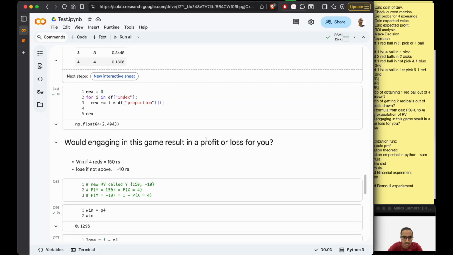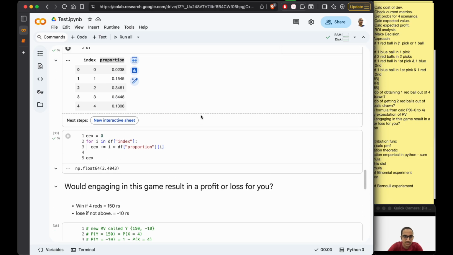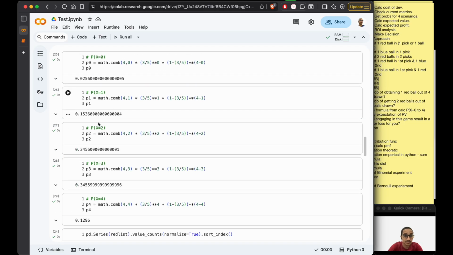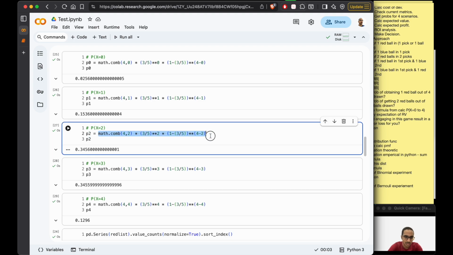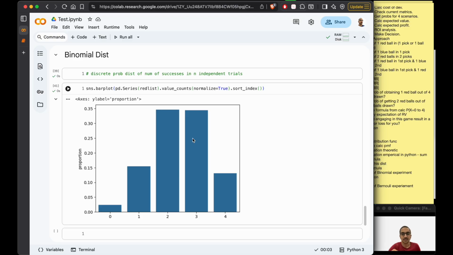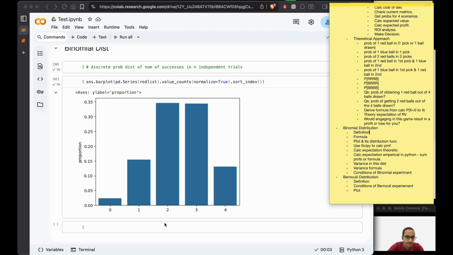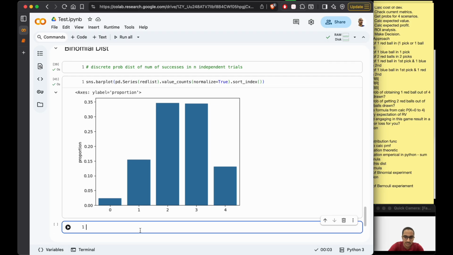Manual calculation is tedious. The other way we did it was using Python, but we still had to write the equation manually, like math.comb times 3/5 power 2. This is also pretty tedious. So there is a ready-made way: a library called scipy that allows us to calculate PMF directly using a method.